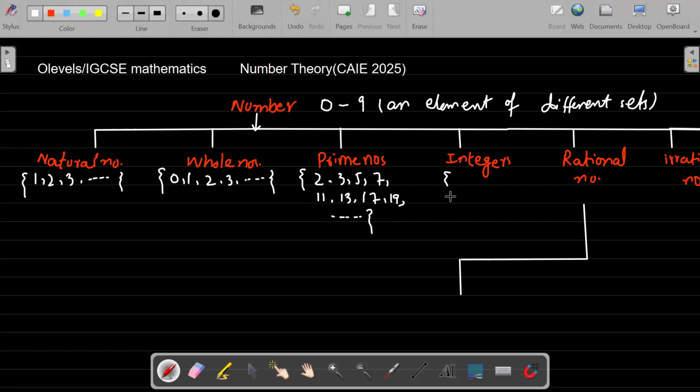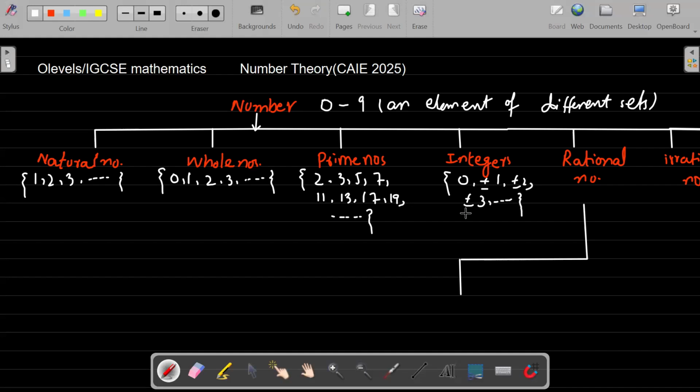Integers. Integers are those numbers which are both positive and negative. Like the digits from 0 to 9, they can come, but in negative form as well. Before that we discussed natural numbers, whole numbers, and prime numbers, where 0 and the negative part were not involved. But in integers 0 is involved. So integers are either positive or negative: 0, plus minus 1, plus minus 2, plus minus 3, and so on.